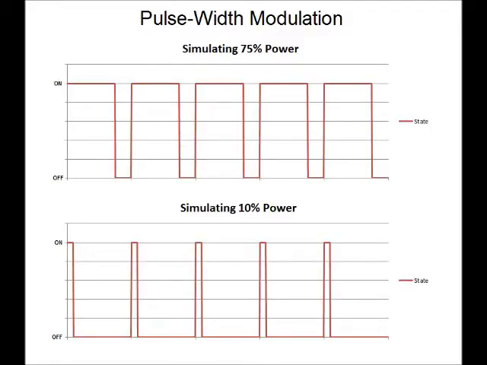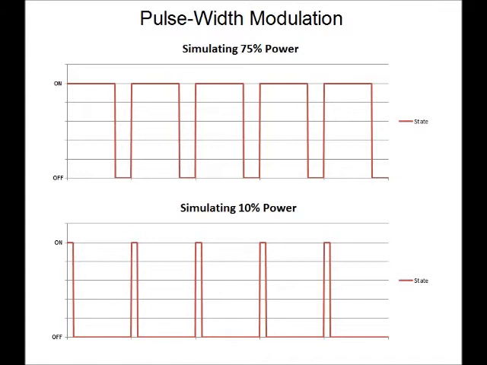Then we can modulate that or output different levels of power simply by changing what's called the duty cycle of that period. The entire length of the duration of the cycle that we're talking about is referred to as the period, and the amount of time that the port is on during that period is referred to as the duty cycle.